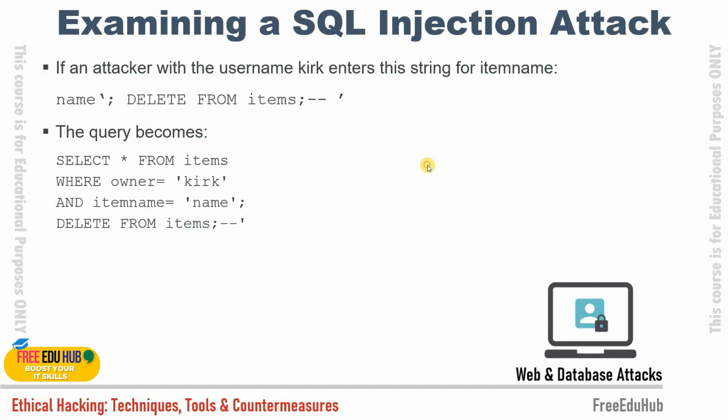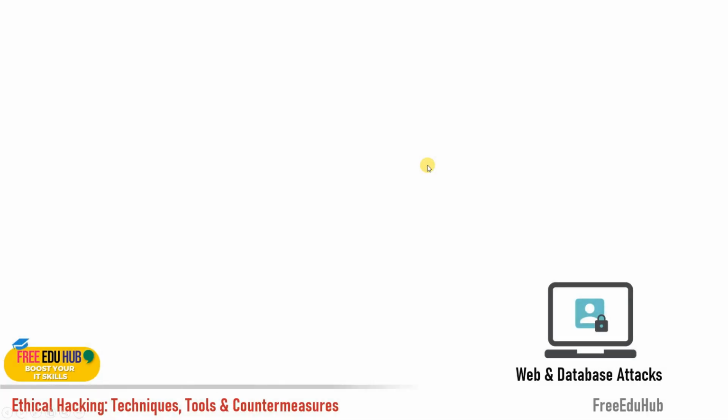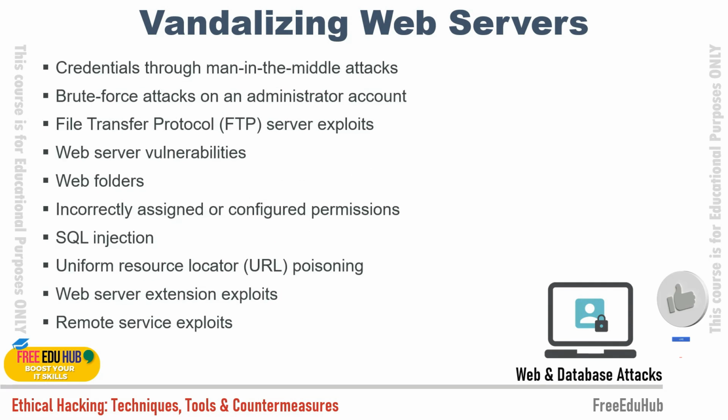Now we'll see some more things related to security, which is vandalizing a web server. There are lots of things which would vandalize the strength or the security of a web server. For example, credentials through man-in-the-middle attacks, brute force attacks on the administrator account, file transfer protocol, web server vulnerabilities, web folders, incorrectly assigned or misconfigured permissions, SQL injection. Then we have URL poisoning, web server extension exploits, and remote server exploits, etc.